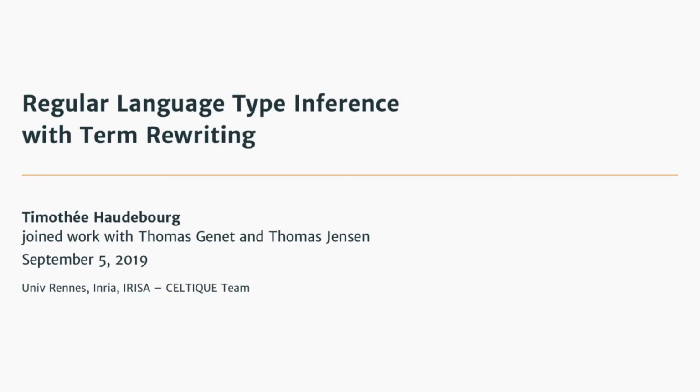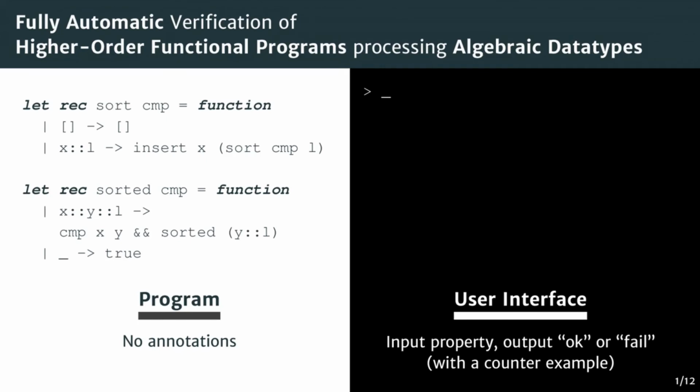Hello everyone, my name is Timothée Odeberg, and in this presentation I will be talking about our latest work on the automatic verification of higher order functional programs, where we designed a regular language type inference system using term rewriting. This is a joint work with Thomas Genet and Thomas Jensen at the French Institute for Research in Computer Science. And the technique that we have developed is dedicated to the fully automatic verification of higher order functional programs processing algebraic data types. What you see on this slide is an example of what we want to achieve.